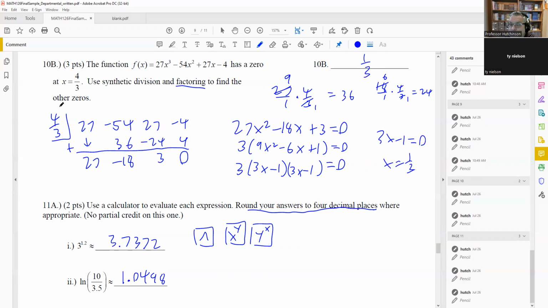Okay, so it says find the other zeros. So the other zeros means you're not going to include the original given 0 on that. You're just going to put 1/3 on that one. Okay, that's going to be it. You don't have to write 1/3 twice. If you get a repeat one, just write it once.